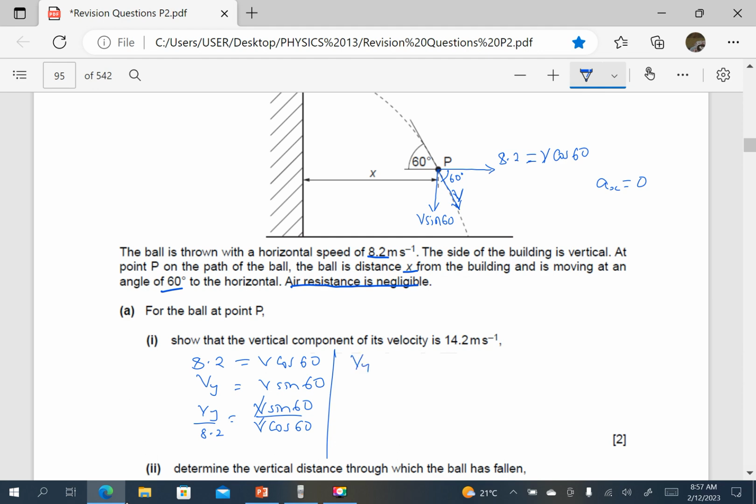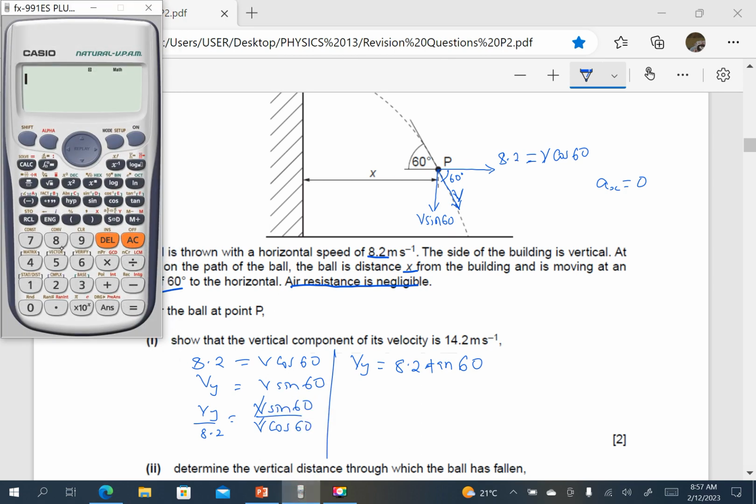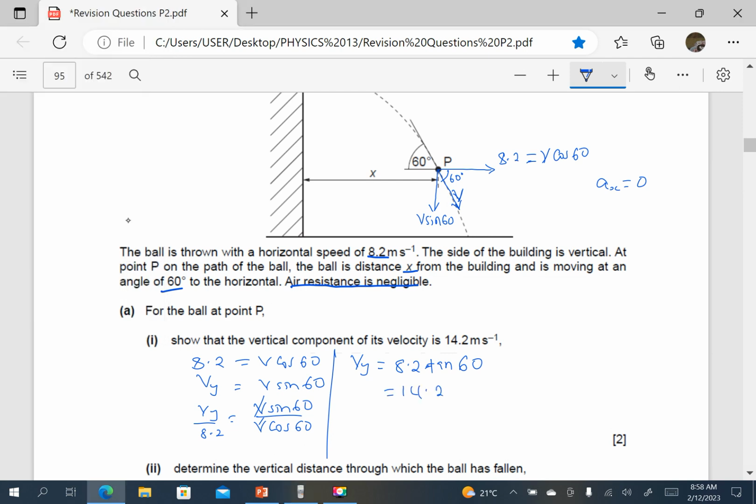So we can see that the vertical velocity Vy is going to be equal to 8.2 tan of 60, because sine 60 over cos 60 is tan 60. So we can substitute, press the calculator, 8.2 tan of 60, which gives us 14.2. So this is equal to 14.2 meters per second.